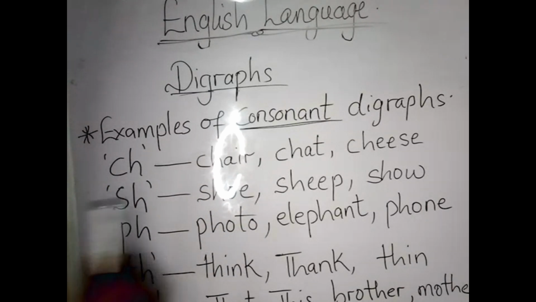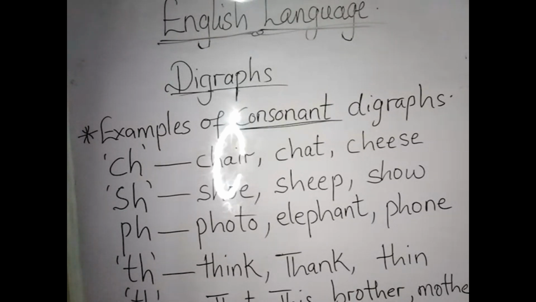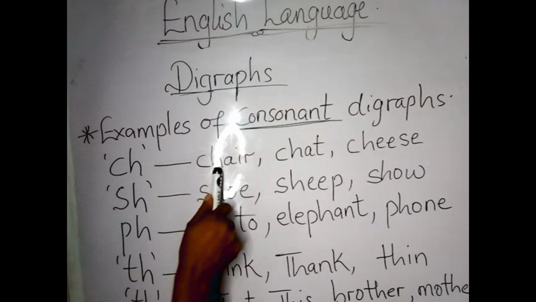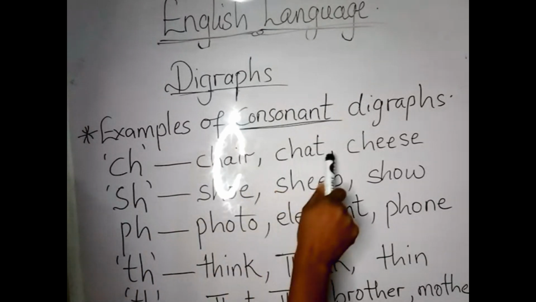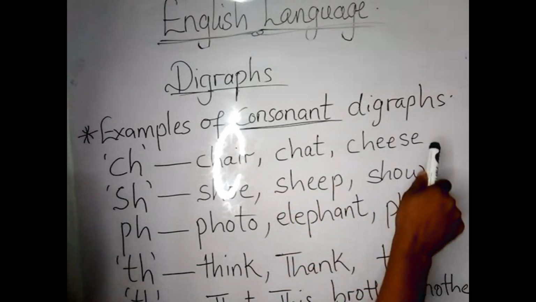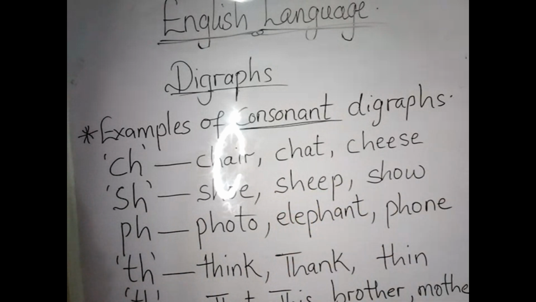So in consonant DIGRAPHs, the two consonants that come together lose their sounds and form a totally new sound. So you have ch, chair, chat, cheese. You have other words like choice, chubby, chin.